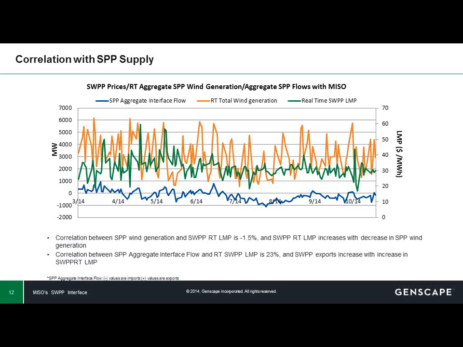Following that, let's look at the Swpp correlation with the SPP wind generation and the aggregate SPP power flows. So again, what we found was the correlation between SPP wind generation and Swpp real-time LMP is only negative 1.5%. But this could indicate a reverse relationship between the wind production in the SPP region and Swpp real-time LMP.